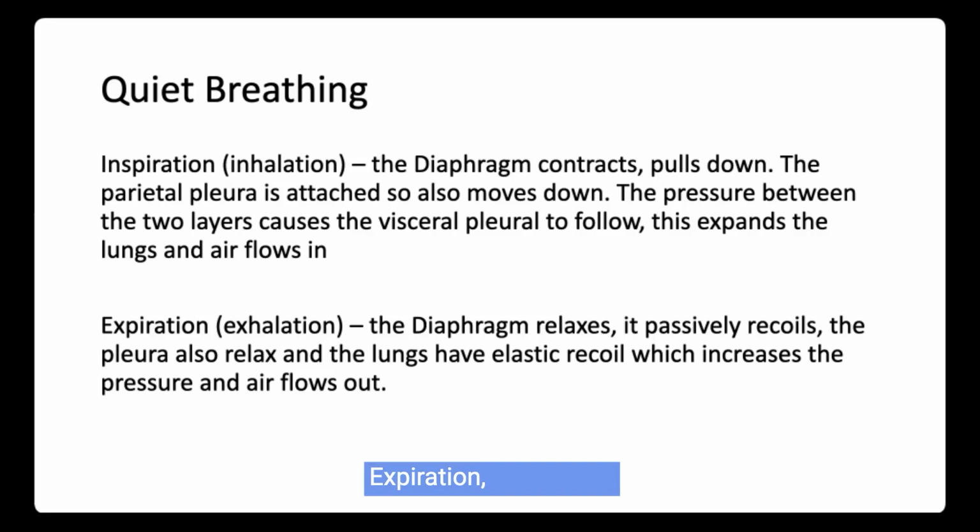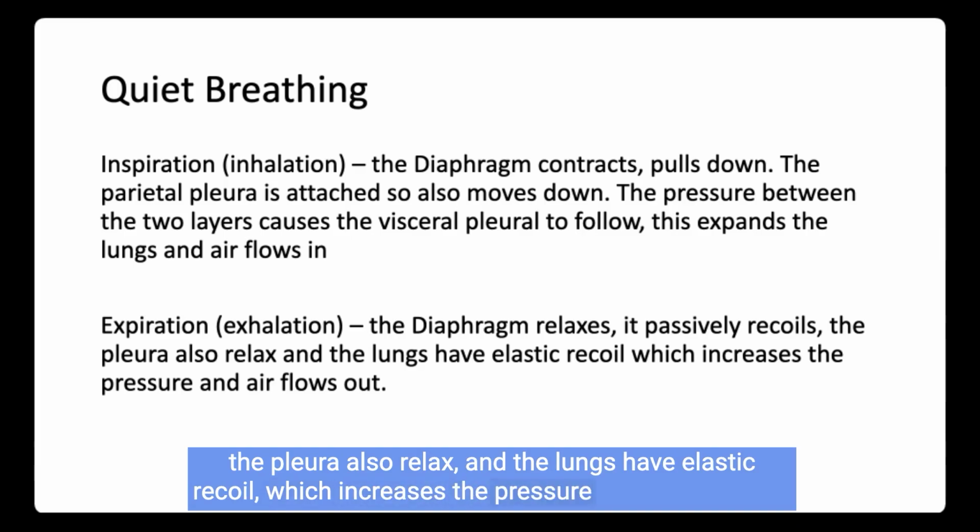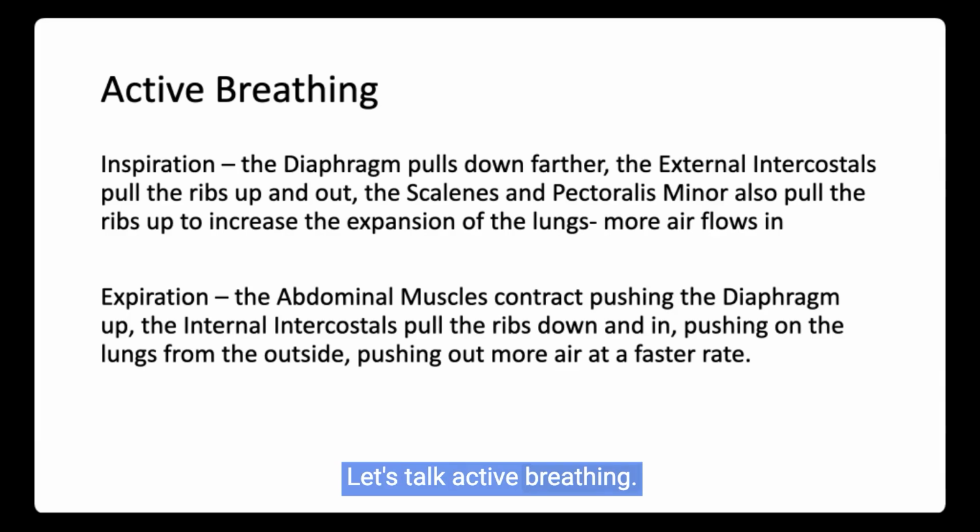Expiration or exhalation. The diaphragm relaxes. It passively recoils. The pleura also relax, and the lungs have elastic recoil, which increases the pressure and air flows out. Let's talk active breathing.